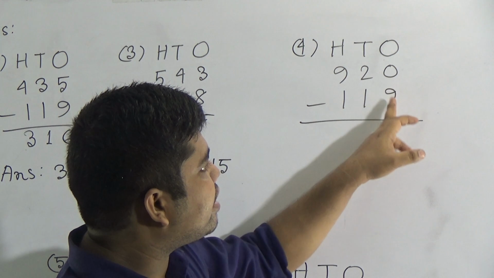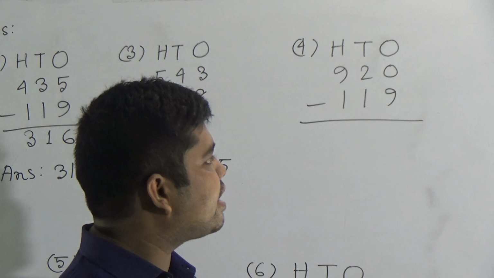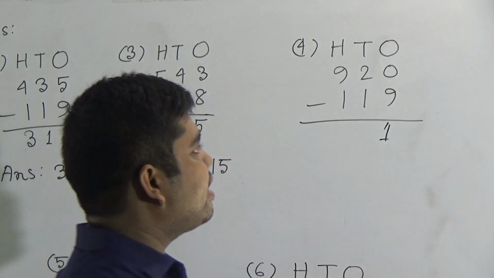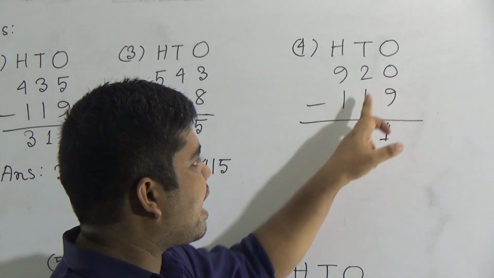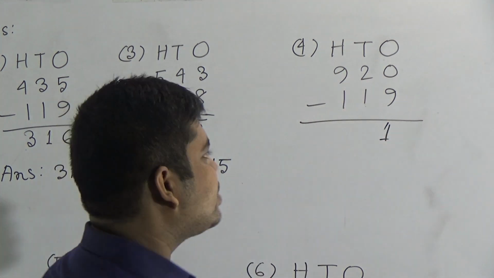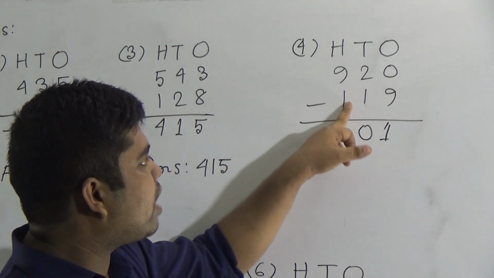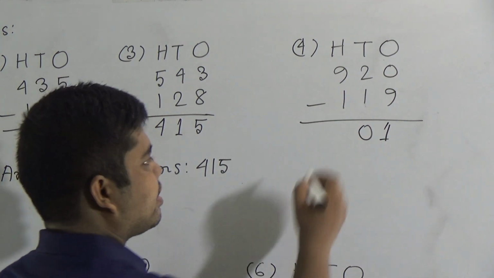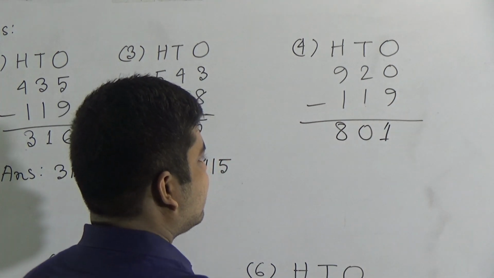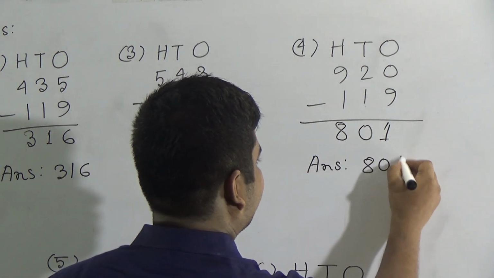Now we subtract 9 from 10. From 9 to 10, which number is needed? 9, 10, 1. So 1 is written here, and that carrying 1 is added with this 1 and it will be 2. Now we subtract 2 from 2, we get 0. There is no carrying now. Now we subtract 1 from 9 and it will be 8. That means 801 is the required answer. I hope you have understood, and this is the answer also.